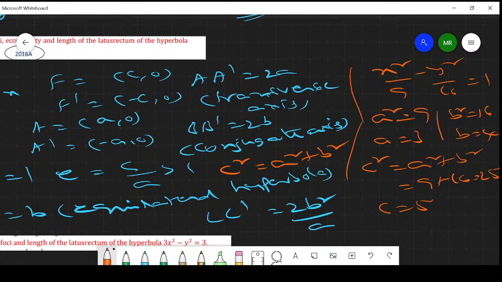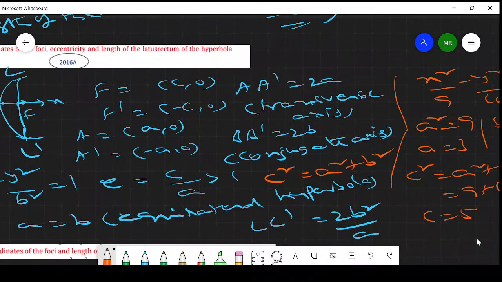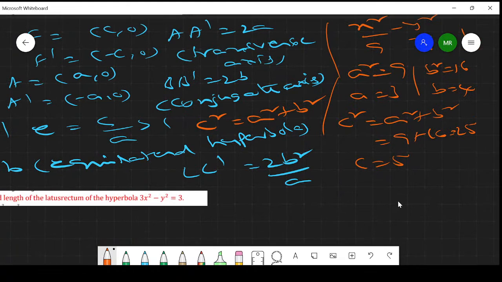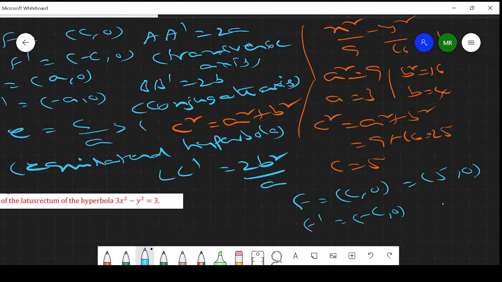Now you can see the foci. They are asking for the foci, eccentricity and length of the latus rectum in this problem. When they are asking for foci, you know the formula: c comma 0 and minus c comma 0. Then I can write here foci: F is equal to c comma 0, then 5 comma 0, and F dash is minus c comma 0, minus 5 comma 0. We got the foci.